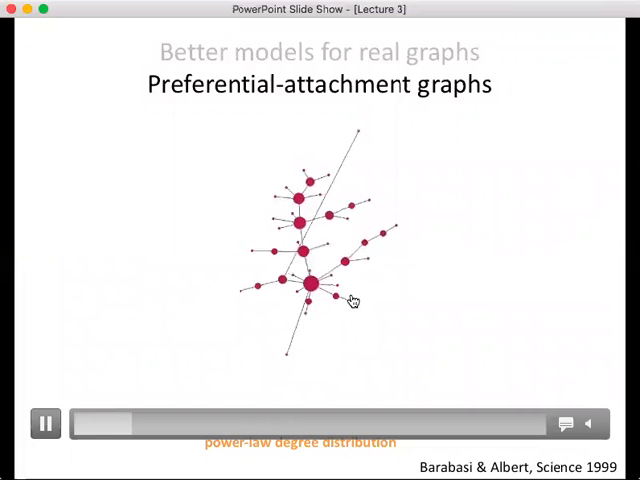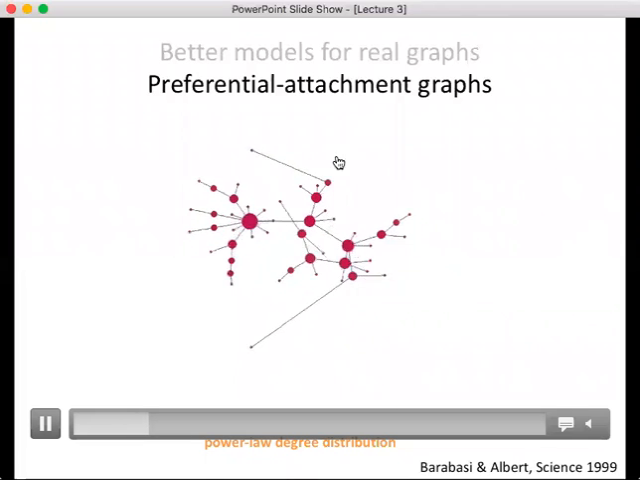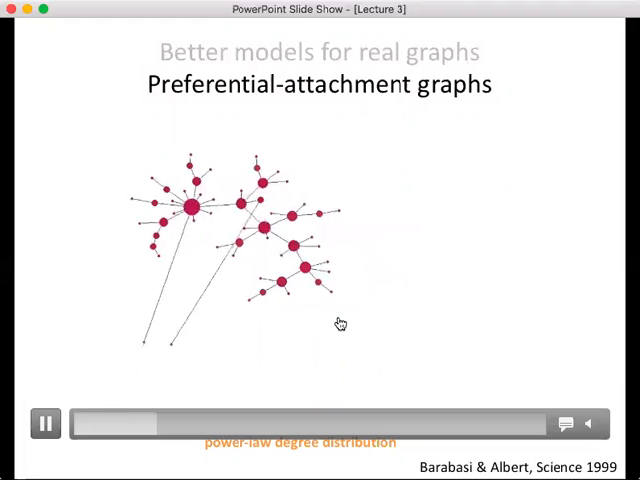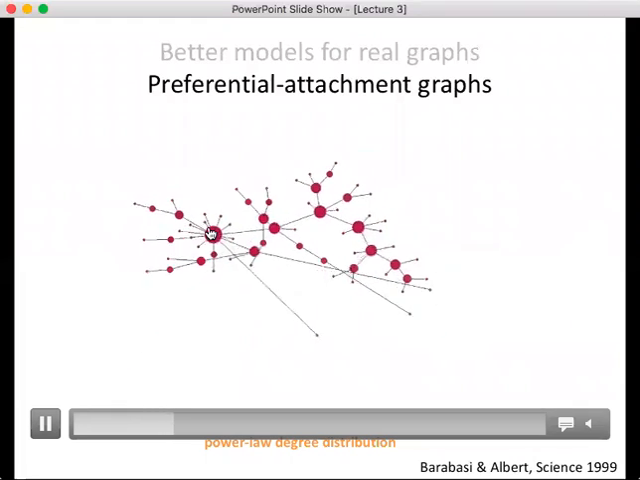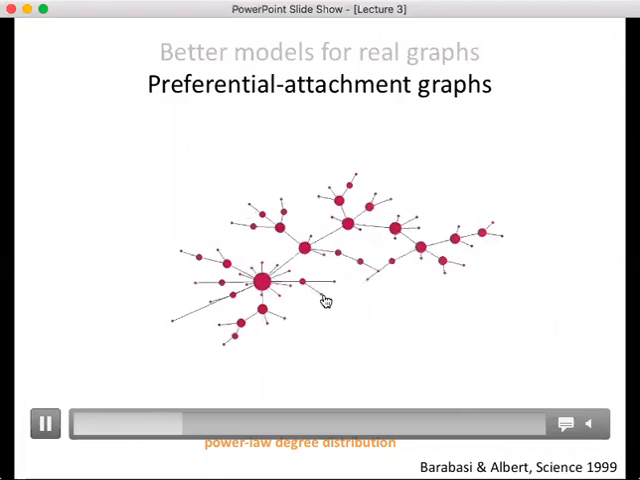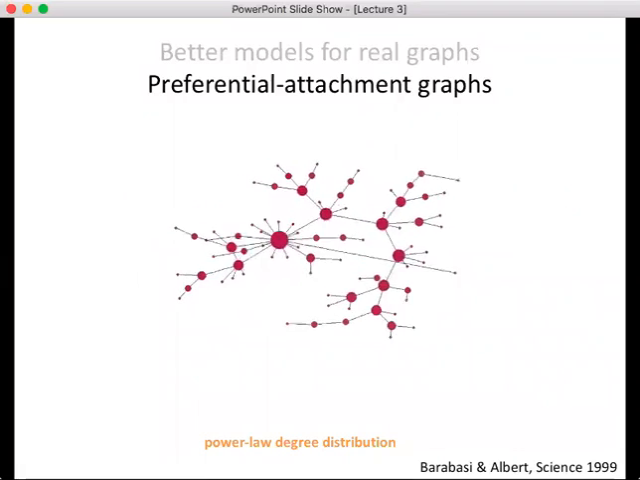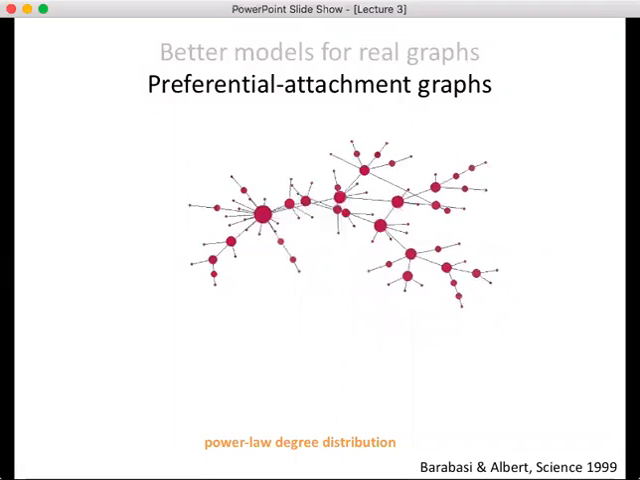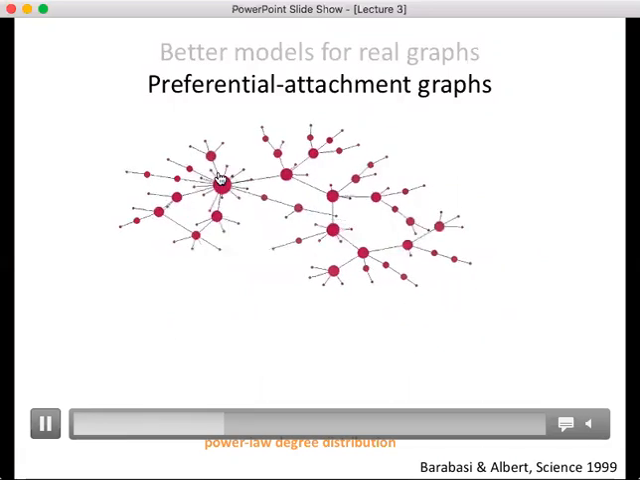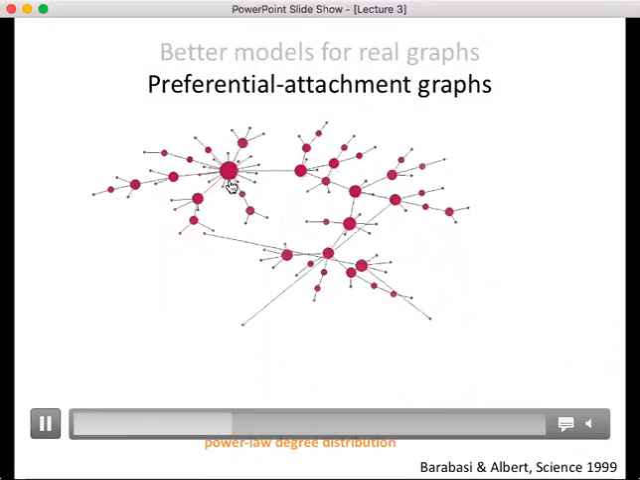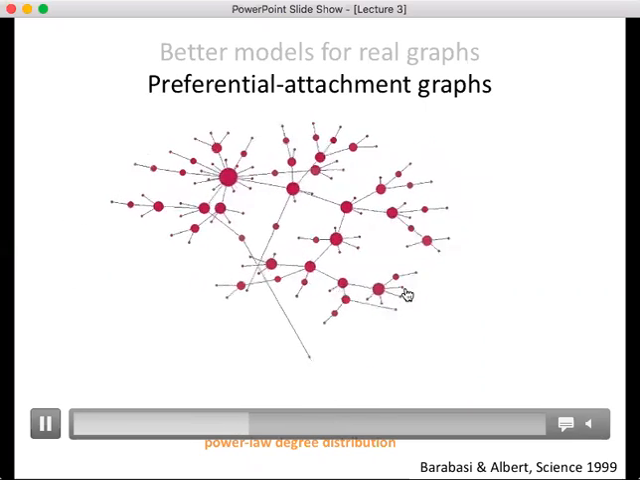So here you see how new nodes are being added to this graph and how it gets reconfigured as time passes. What you notice here is that nodes that are high degree tend to get more and more new nodes, so they become even higher degrees. And by becoming more and more high degree, they attract even more new nodes. So you see that you get naturally some few nodes that are very high degree and a lot of nodes that are very low degree. That's where the power law comes from.